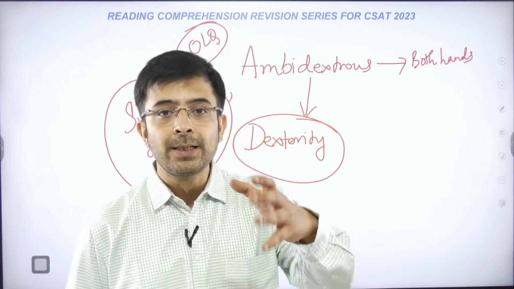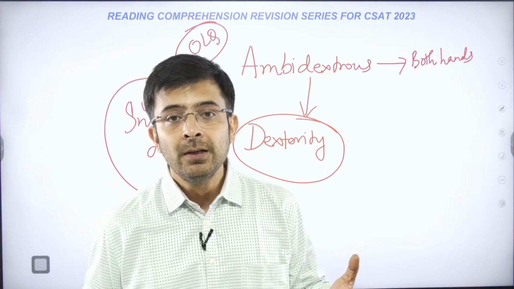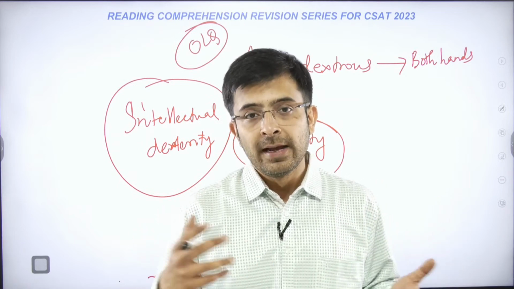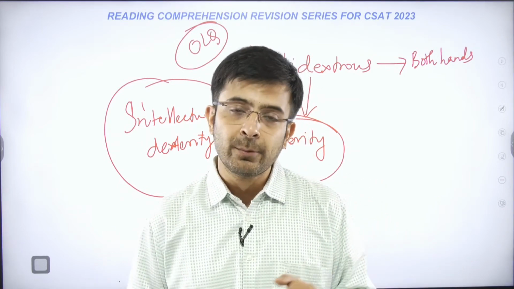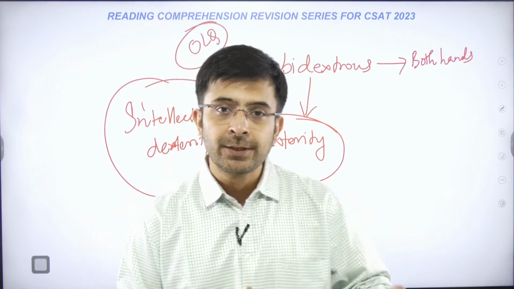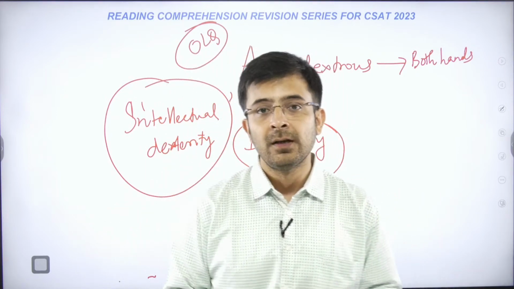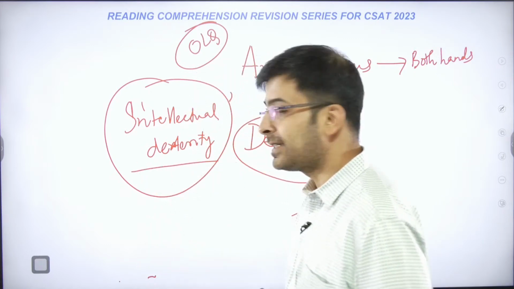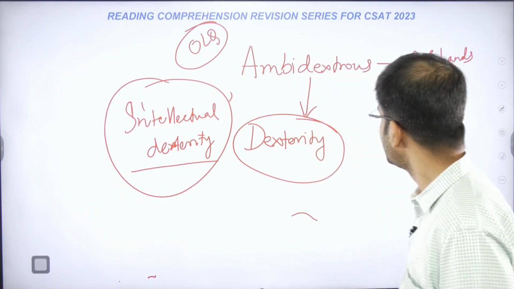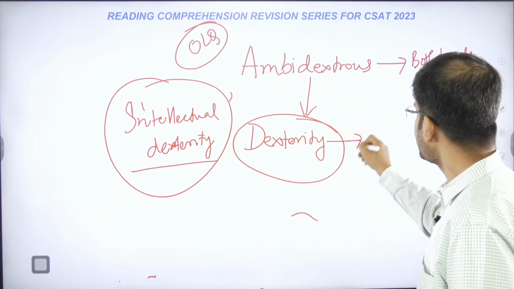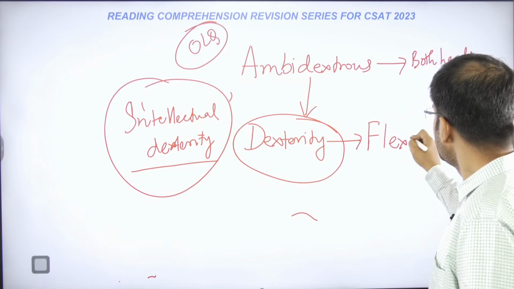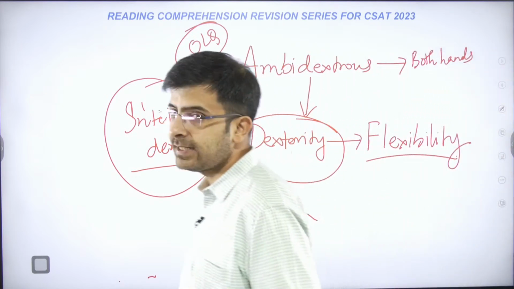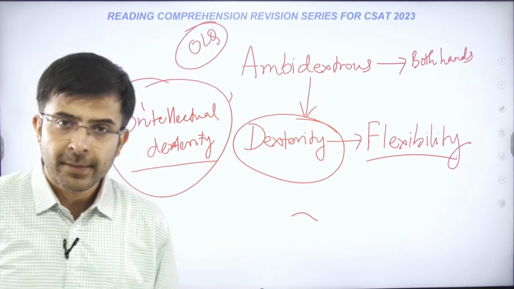So intellectual dexterity is essentially intellectual flexibility. You're supposed to be intellectually flexible in an interview. You're supposed to show flexibility quickly. You're supposed to adjust your answers as per the expectation that you're gauging. So, that's intellectual dexterity. You can write down for dexterity, it means flexibility. Flexibility is dexterity.